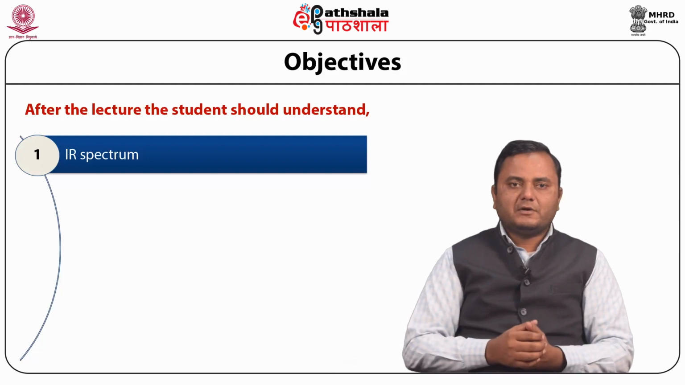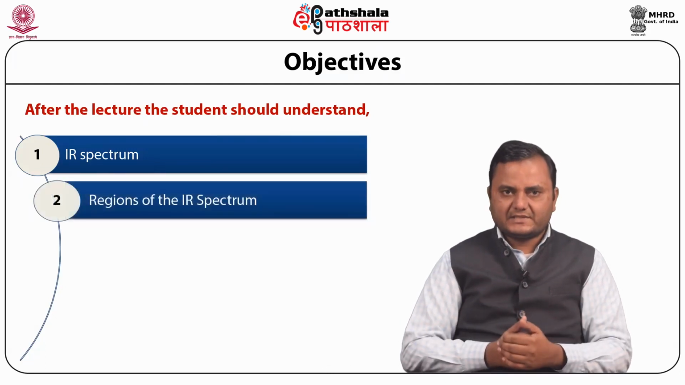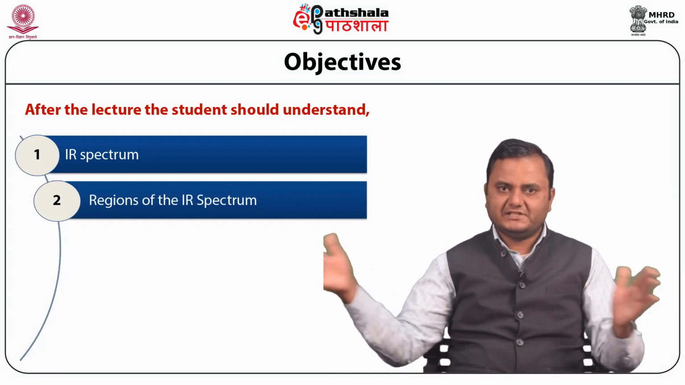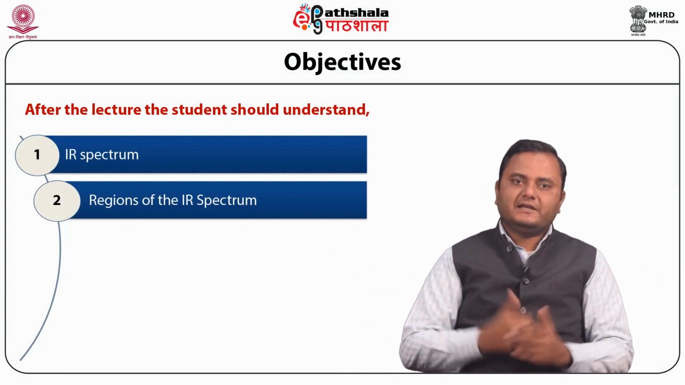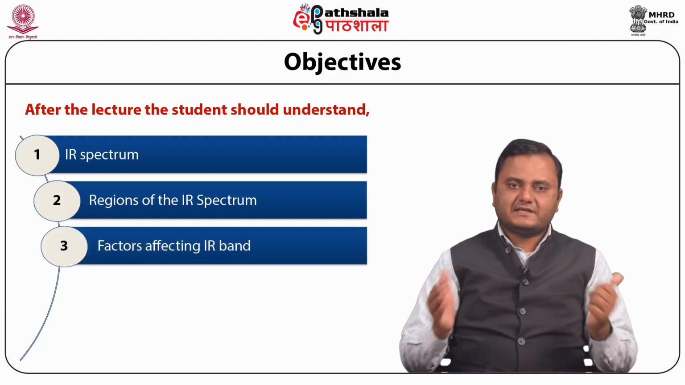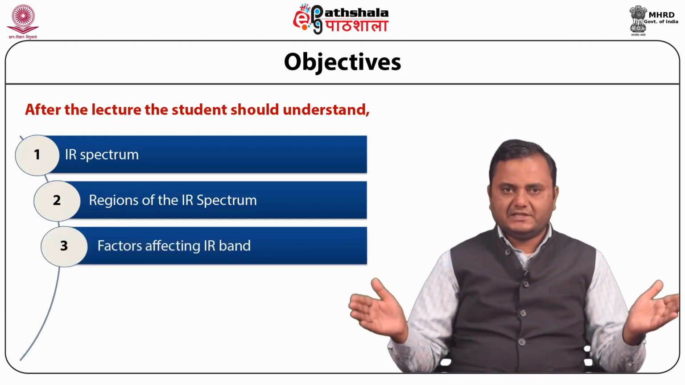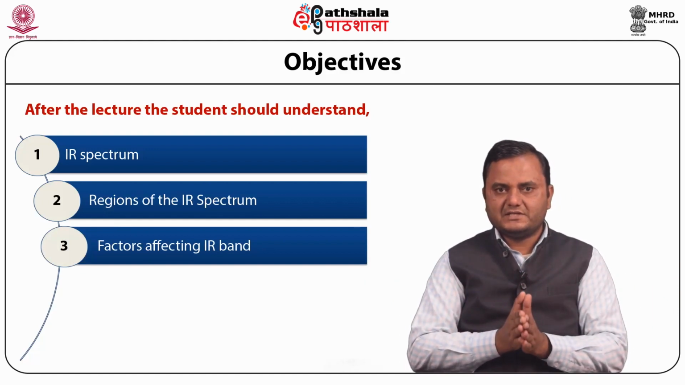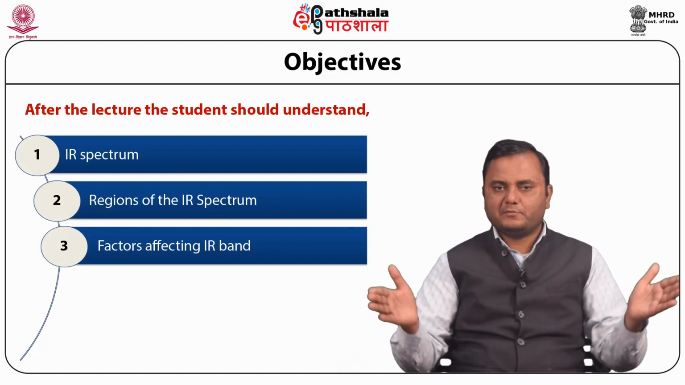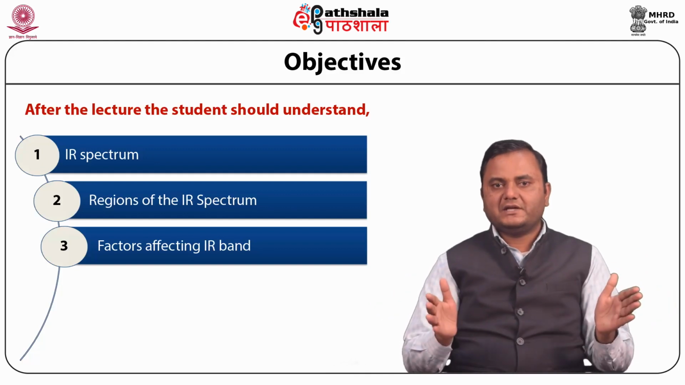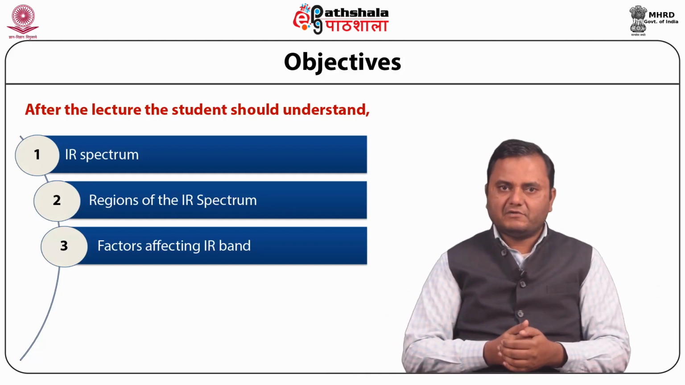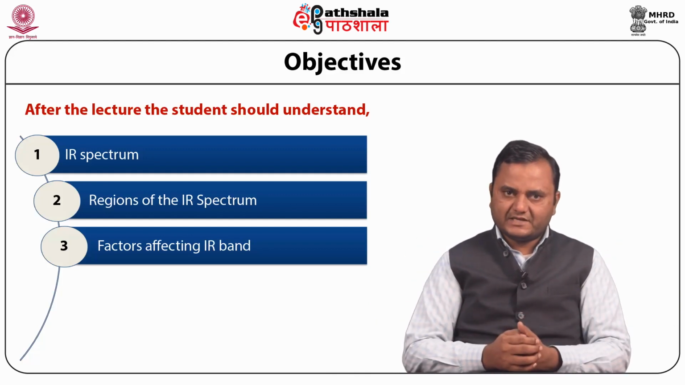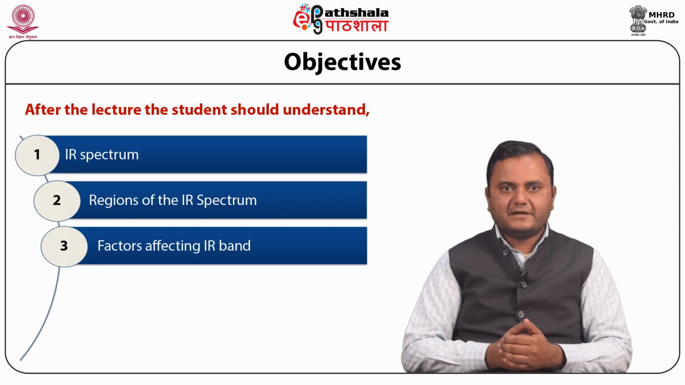Then we talk about the regions of the IR spectrum. There are 4 regions of the IR spectrum, so we will describe the importance of each region in detail. And then we talk about the factors that affect the IR bands in detail, because you must know that IR spectroscopy depends, apart from the nature of the bonding, also on the environment of the chemical bond. That's what we should see, the effects of the environment on the band pattern.